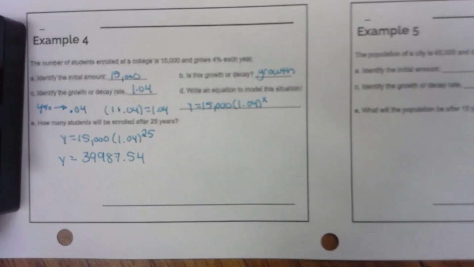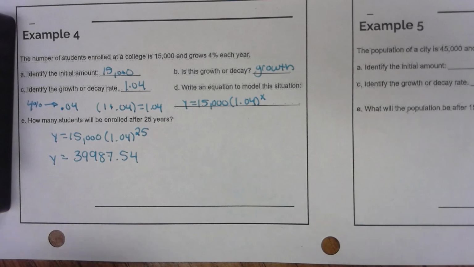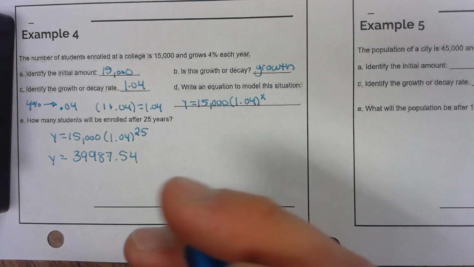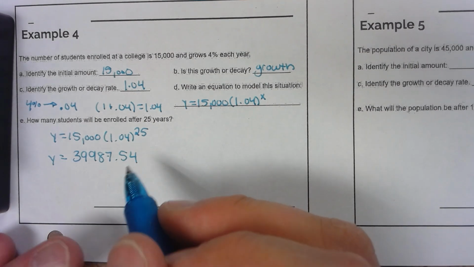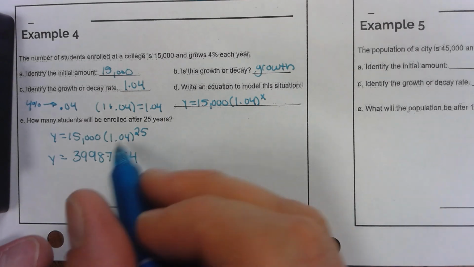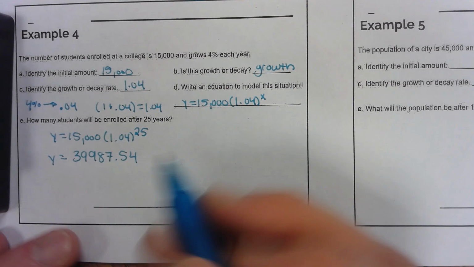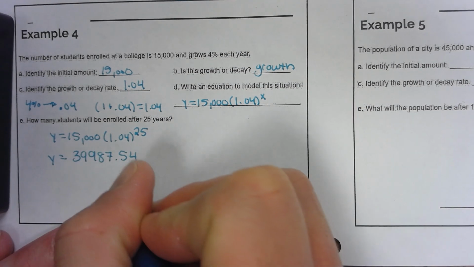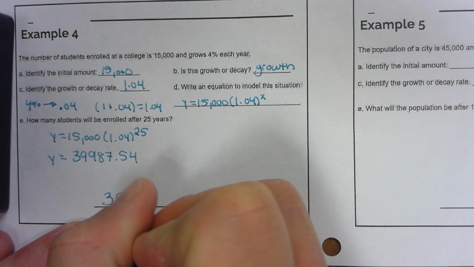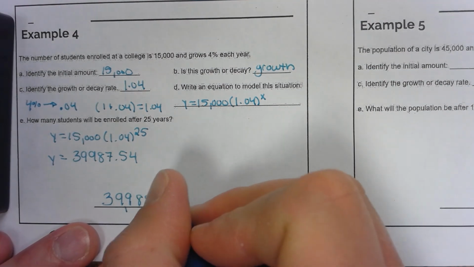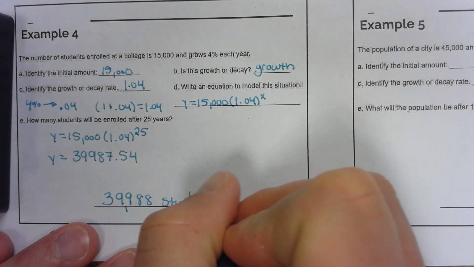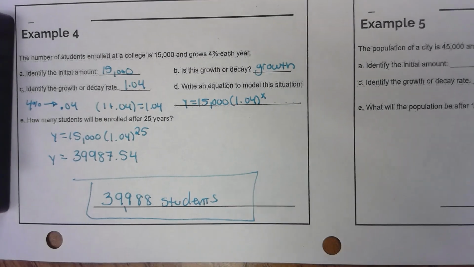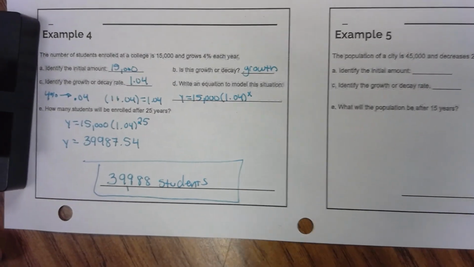But typically, it kind of depends on what it is that value represents. If it's something to do with populations, decimal populations don't make a whole lot of sense. Okay, so we're just going to follow typical rounding rules to the whole number. So we'll round that up, so that would be 39,988. It's 39,988 students. Okay, so it's more than doubled in 25 years, which is quite a bit.